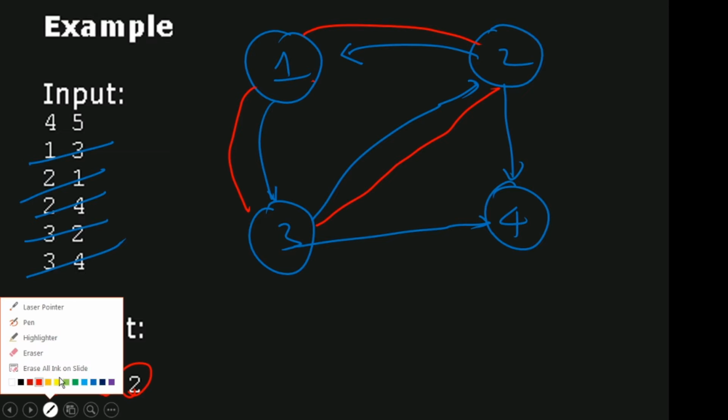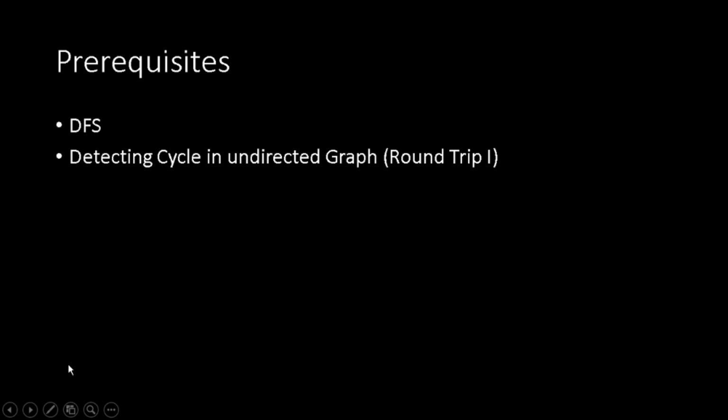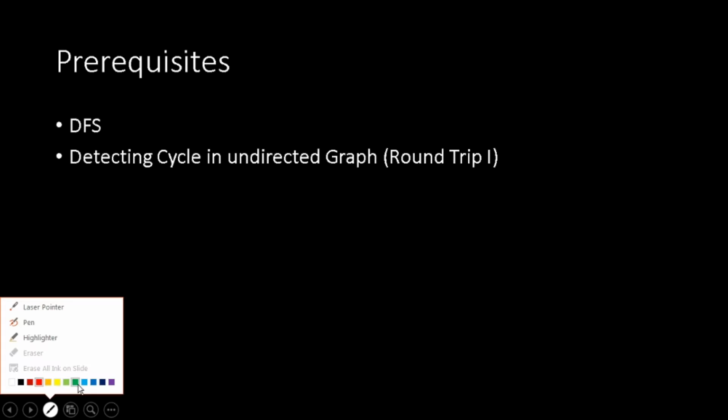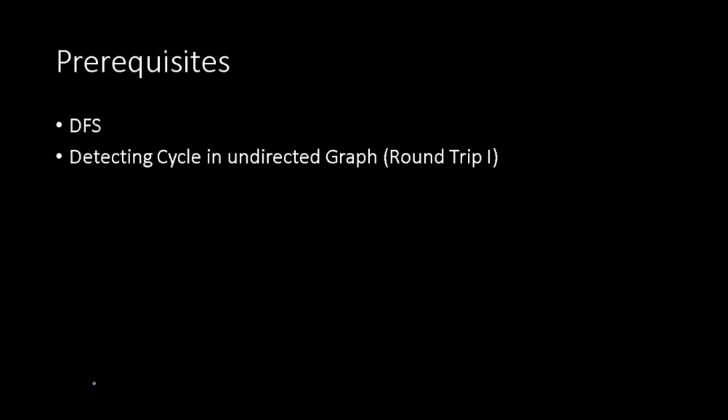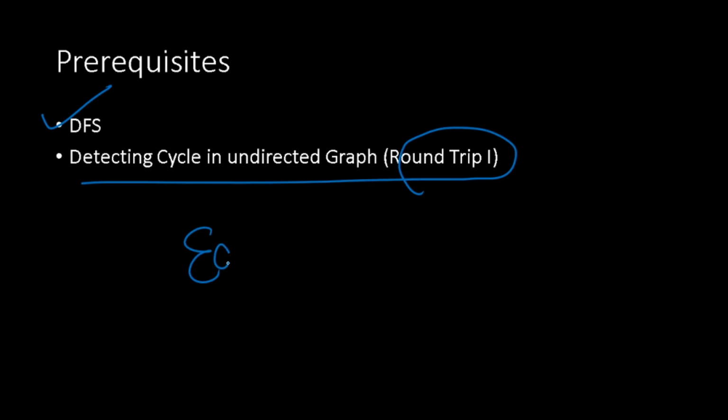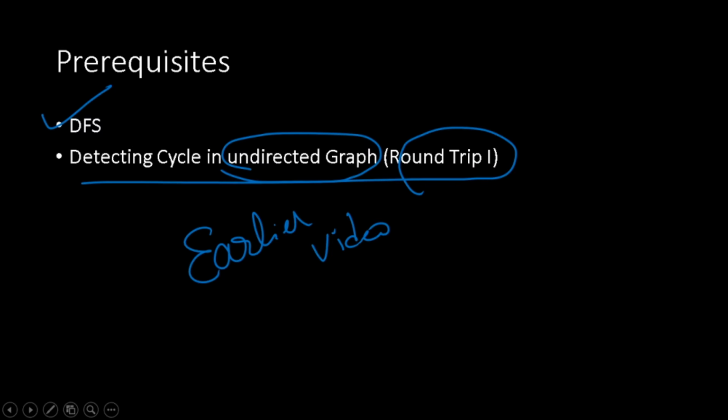So let us see if we can evolve a strategy to solve this problem. What are the prerequisites? Number 1, DFS. Number 2, you should have solved the Round Trip 1 problem, which was in an earlier video. That detects a cycle in an undirected graph. I am going to use that problem to illustrate why a directed graph is a bit different. Not necessarily complicated, but different. It just requires a specific observation.